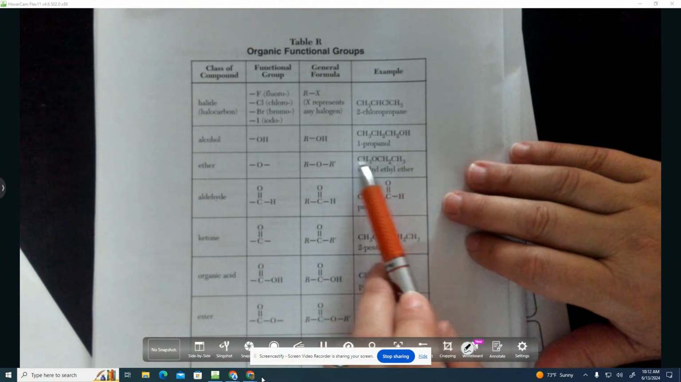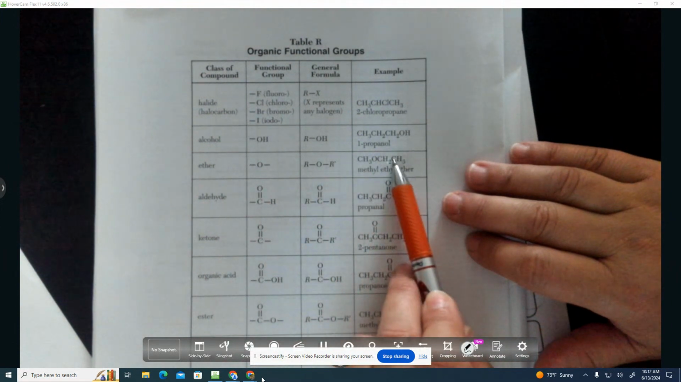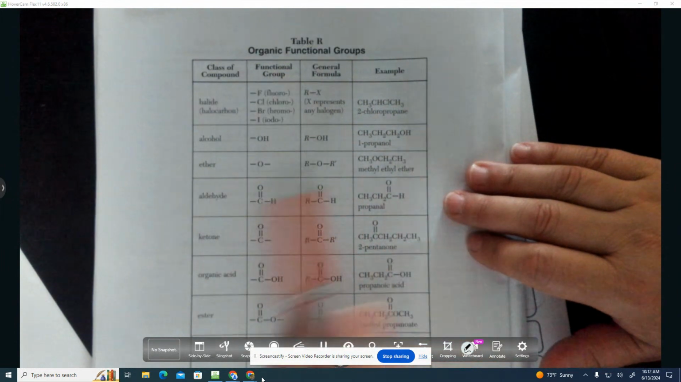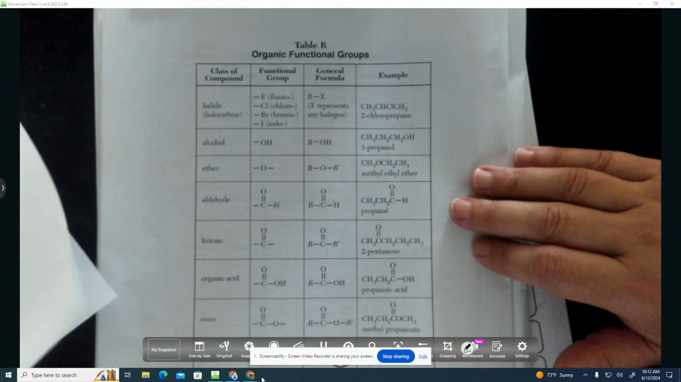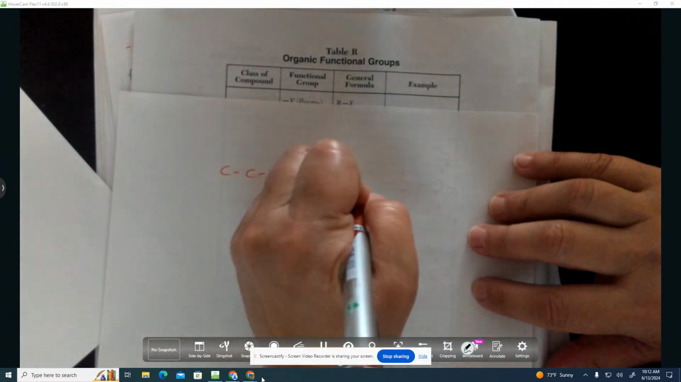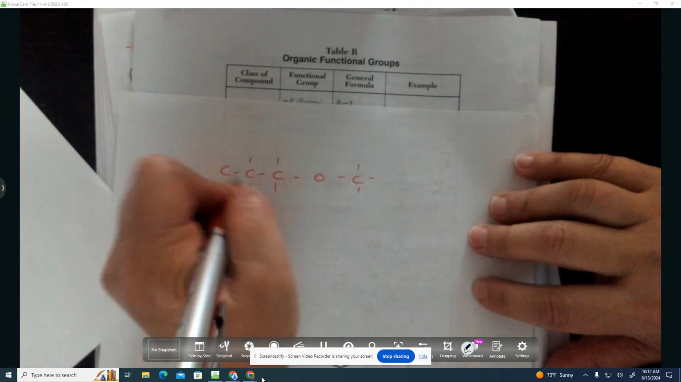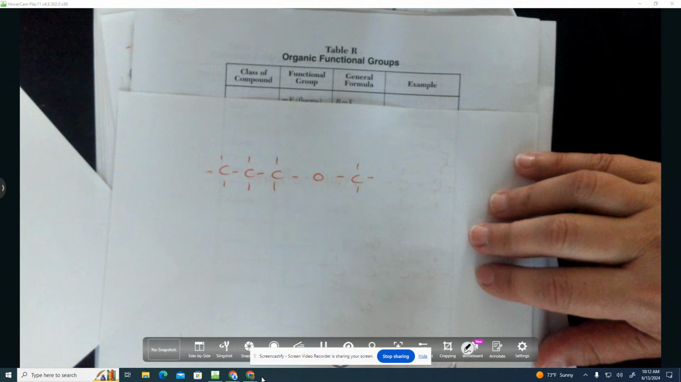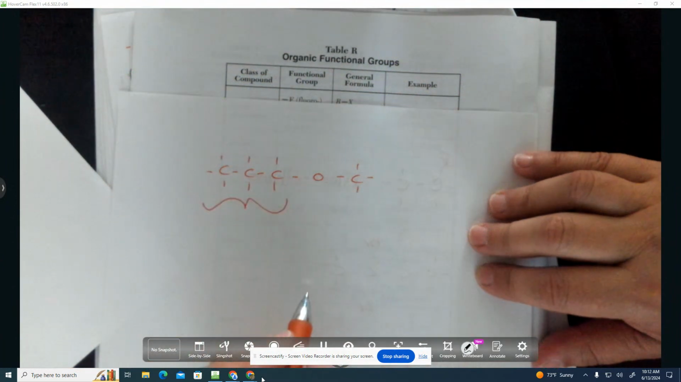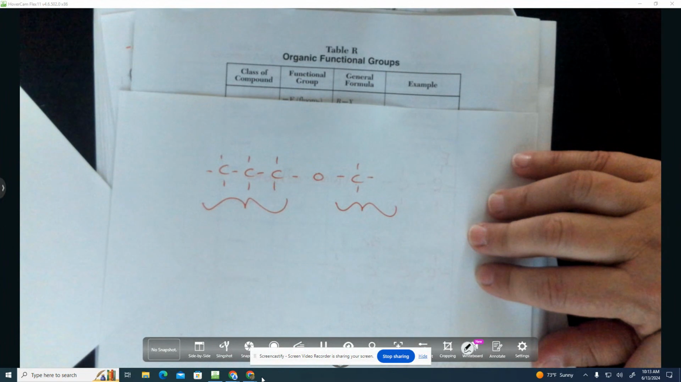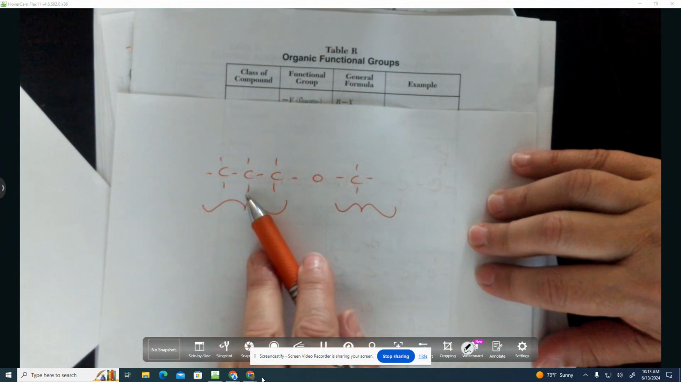Methyl on one side, ethyl on the other: methyl ethyl ether. If you have something that looks like this, what's the name of that? I don't know. What's the 4 carbons? Not 4 carbons. You've got 3 carbons here, and you've got 1 carbon there. What is it called when you have 3 carbons?